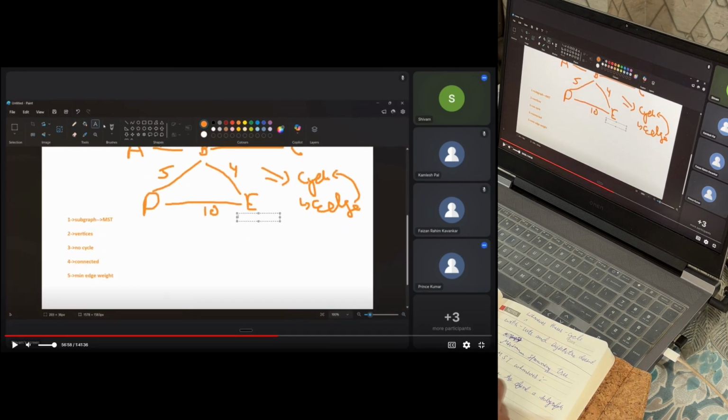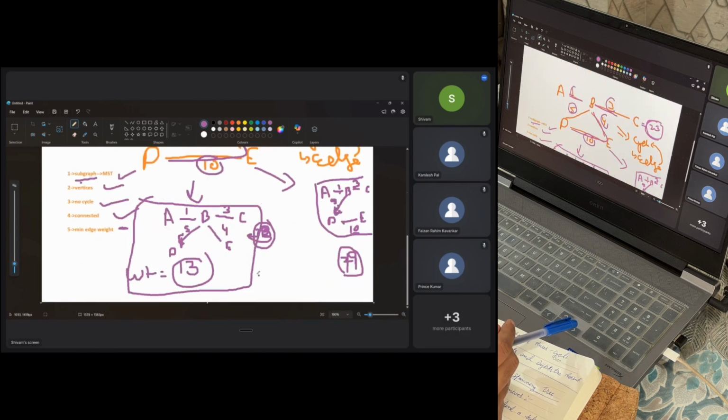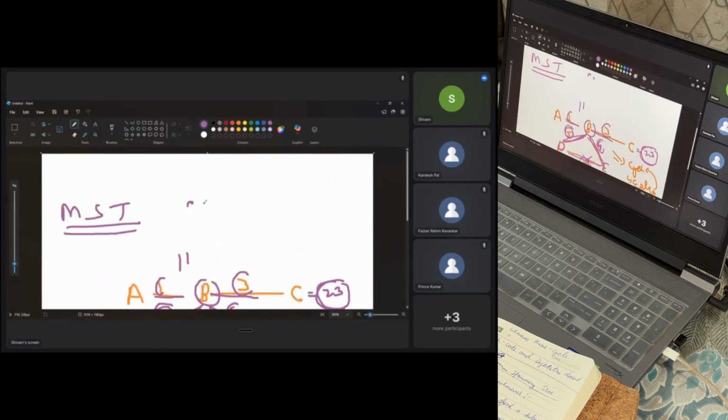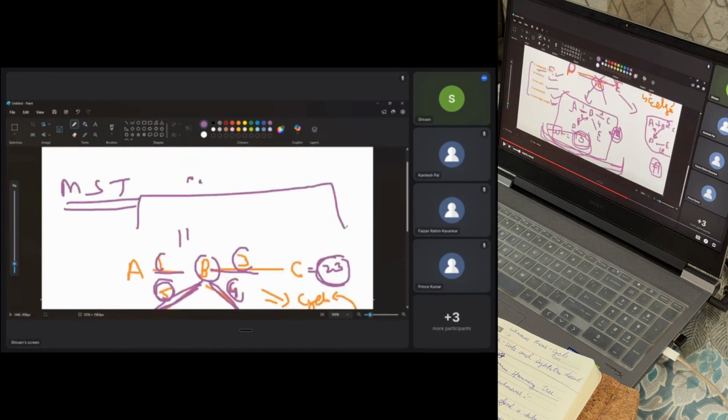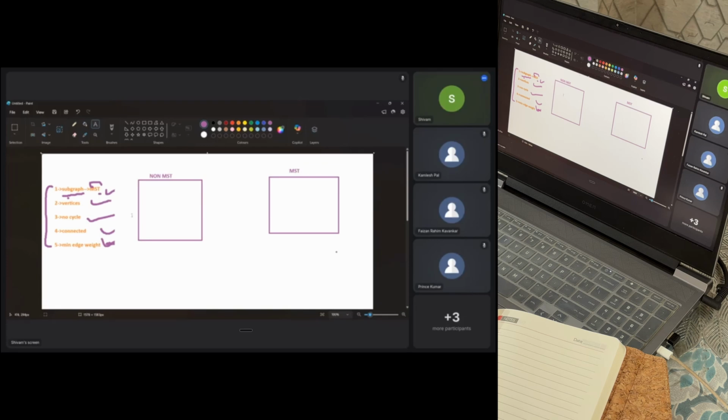The trade-off is time complexity. Bellman-Ford runs in O(V times E), which is slower, but when negative weights exist, Dijkstra is simply not an option, so Bellman-Ford becomes the correct choice. After that, we moved on to minimum spanning trees.